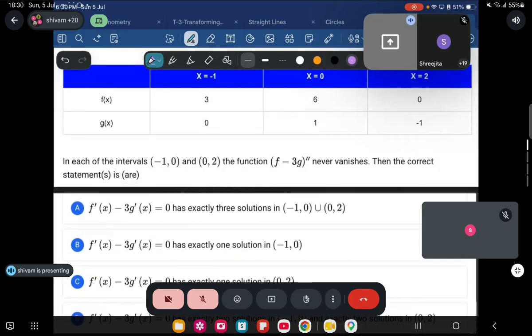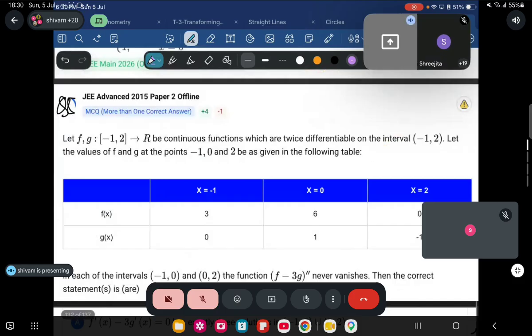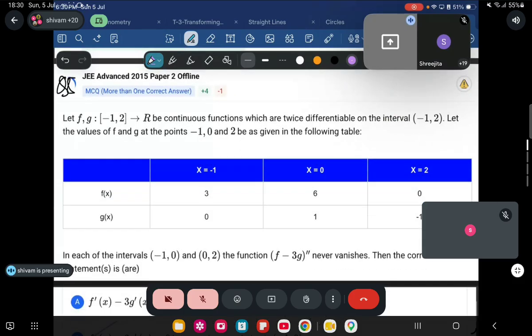And for the last one, the answer is given as B and C. Anyone having any doubt, tell me. Last one, the answer is B and C. This one. Okay, what is given? f, g map from -1 to 2, be continuous, which are twice differentiable on the interval. Okay.